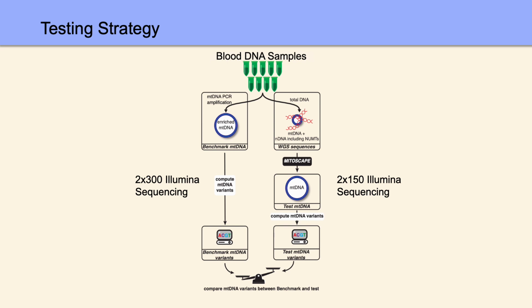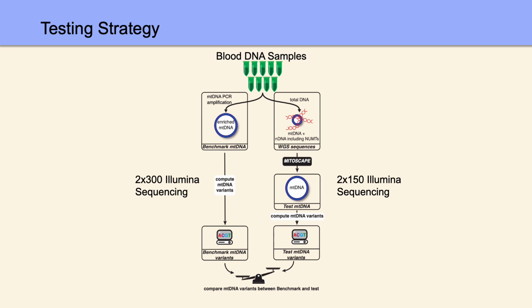On the left-hand side of the workflow, you'll see that we enriched or amplified the mitochondrial DNA in the samples via PCR amplification. This data set comprises our test or benchmark mitochondrial DNA sequence. We then sequenced this data with 2x300 paired end Illumina sequencing. Now the 2x300 reads gave us more accurate alignments than the typical 2x150 reads. Once we have the sequences, we can call variants on them. These variants are now our benchmark mitochondrial DNA variants.